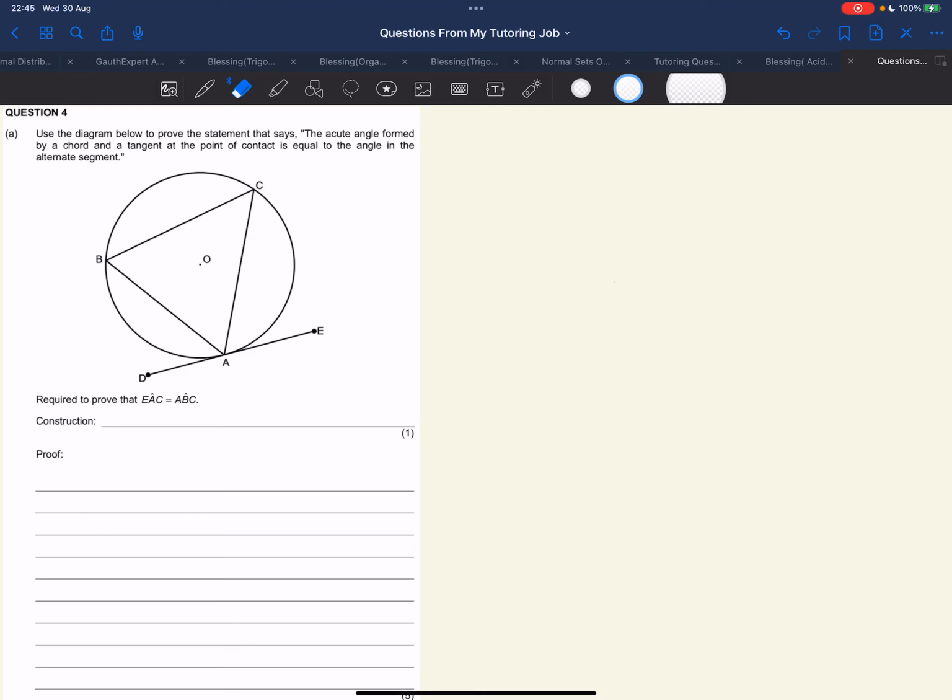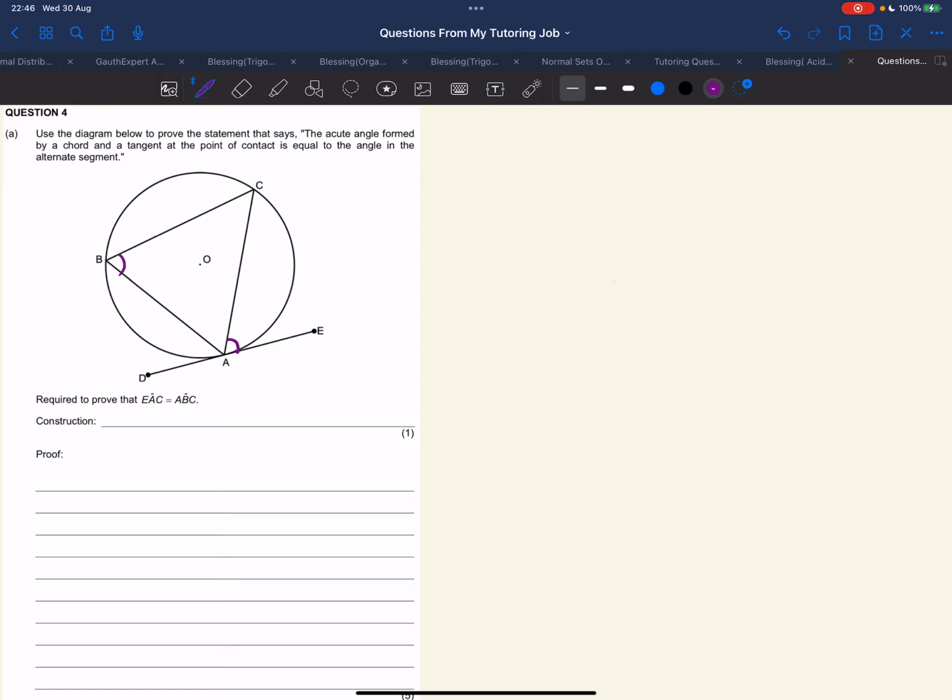Okay, right. In question 4a, they say to use the diagram below to prove the statement that says the acute angle formed by a chord and a tangent at the point of contact is equal to the angle in the alternate segment. So basically, we are trying to prove the tan-chord theorem. We are required to prove that that angle is equal to that angle over there, so we are trying to prove those two angles are equal to each other.